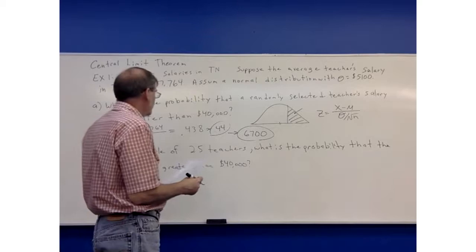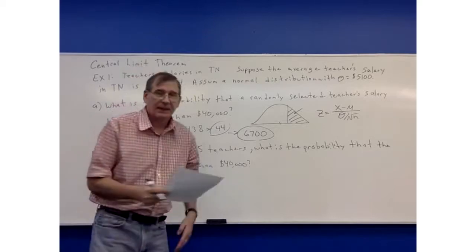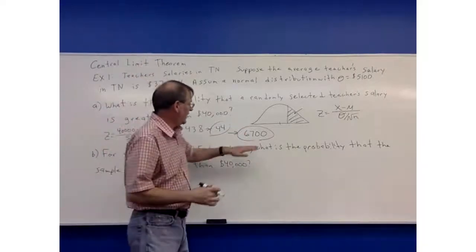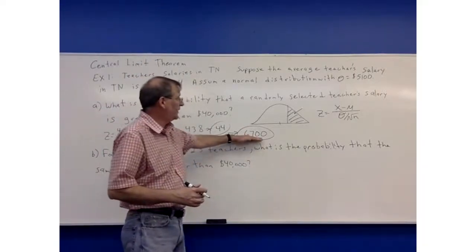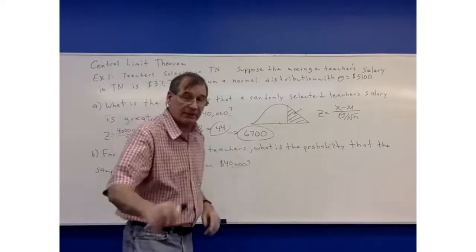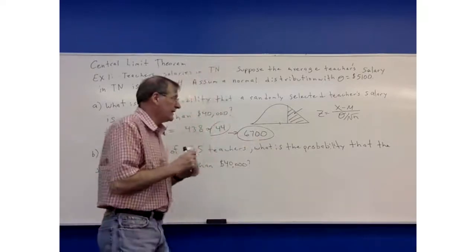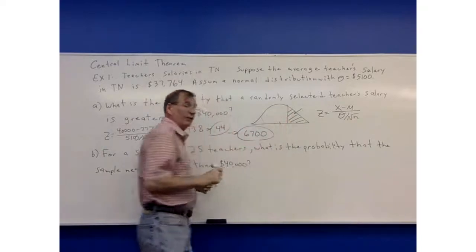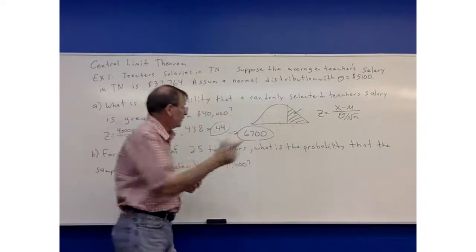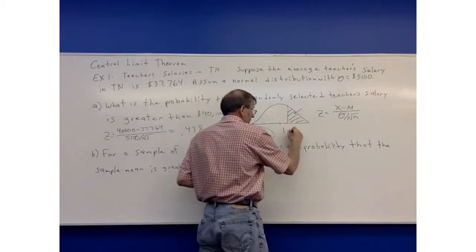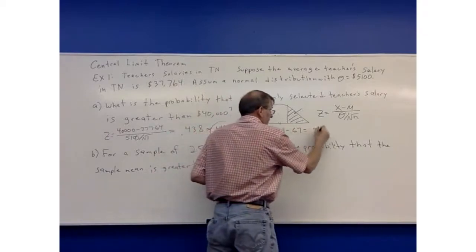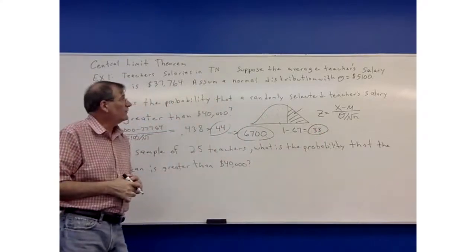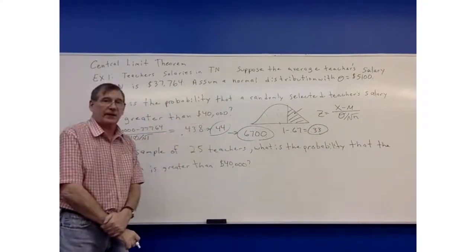Something's not right. Okay, my answer's wrong. Who knows why my answer is wrong? I noticed it because that's 0.67. That's greater than a half. What does the table give us? I've said this many times, and here I violated. It gives us the area in the red. I want the area in the black. So I take 1 minus this number, and we get 0.33. So 33% of the time, we will find a teacher who makes more than $40,000.